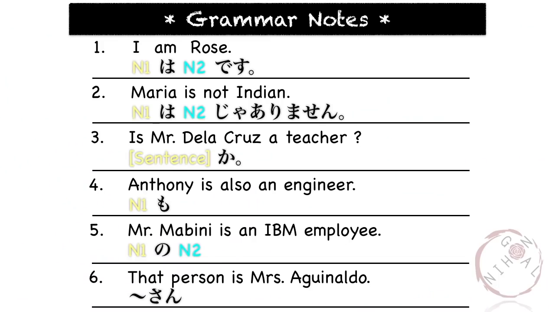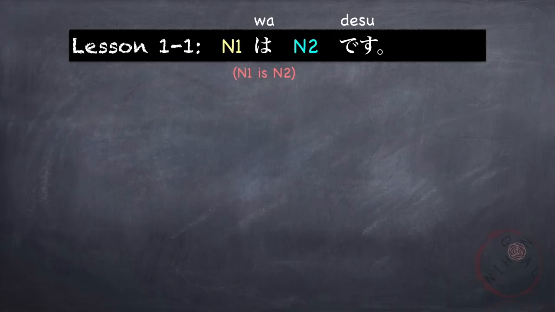So for today's lesson, we will learn the following grammar points, and by the end of the lesson, you should be able to introduce yourself in Japanese. Our first grammar point is N1 wa N2 desu. N1 is the subject or the topic of the sentence, followed by wa. This is the ha syllable, but since it is a particle, it is read as wa, and it is the topic marker of the sentence.